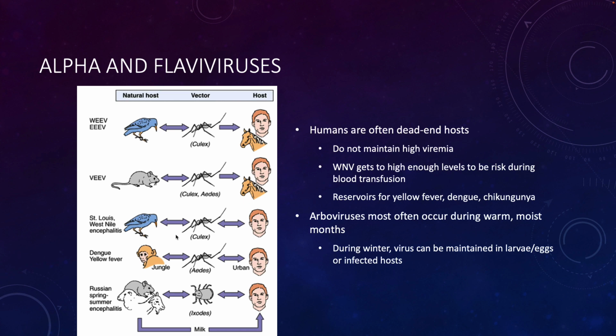Arboviruses most often occur during warm, moist months. During the winter, the virus can be maintained in the larvae or eggs or in infected hosts. Again, with a changing climate, with perhaps longer summers, weird weather patterns, will we see a spread of these vectors or a change in their life cycle? Maybe.